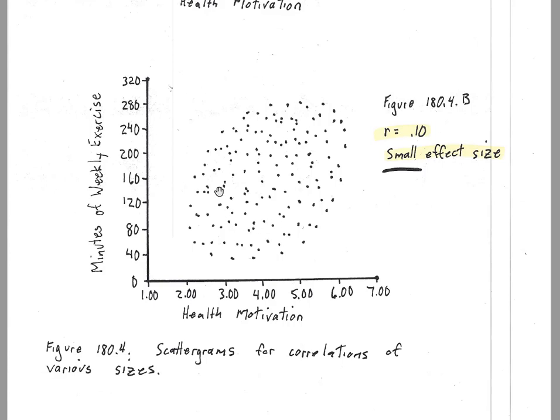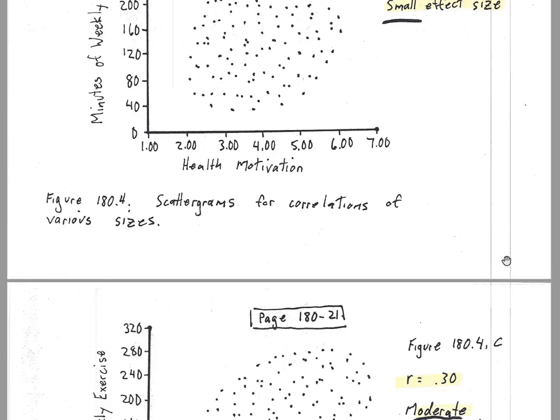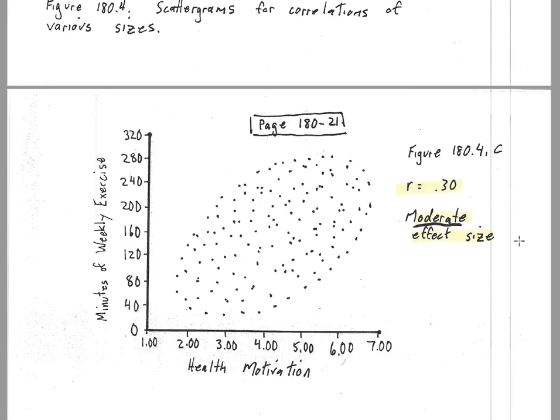There is a little bit of a trend. What did I write here? Scattergrams for correlations of various sizes. There's a little bit of a trend here. Somebody who scores high on health motivation is somewhat more likely to engage in exercise. Those that score low on health motivation are somewhat less likely to exercise, but it is not what you could call a tight relationship. Let's go to page 180-21.